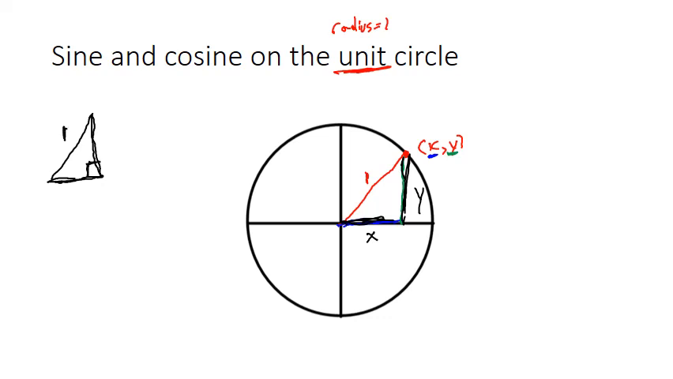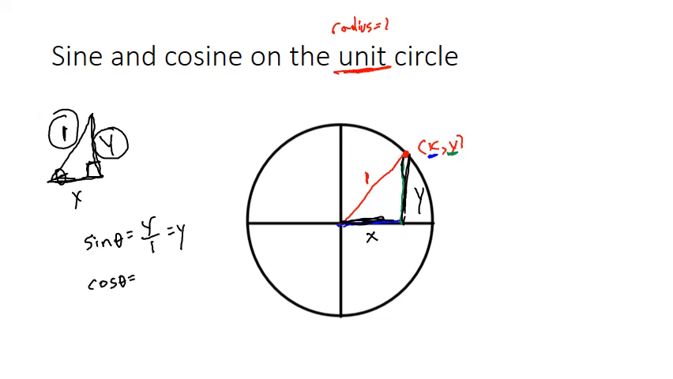And we fill in the values. So 1, y, and x. And let's say this is theta right here. So sine of theta is going to equal opposite over hypotenuse. So it'll be y over 1, which is just y.